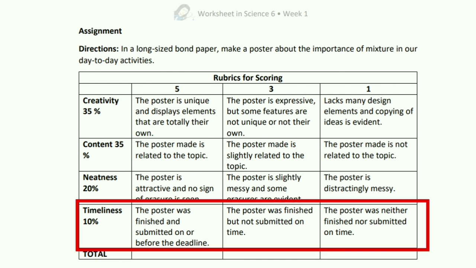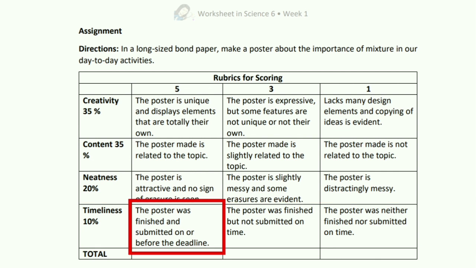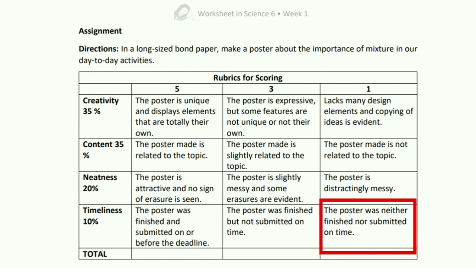For the timeliness, you will get 5 points if your poster was finished and submitted on or before the deadline. You will get 3 points if the poster was finished but was not submitted on time, and 1 point if the poster was neither finished nor submitted on time. Finish your activities and your assignment.